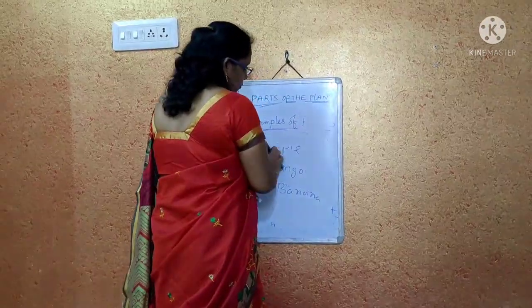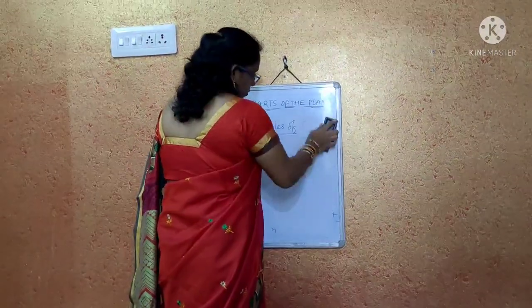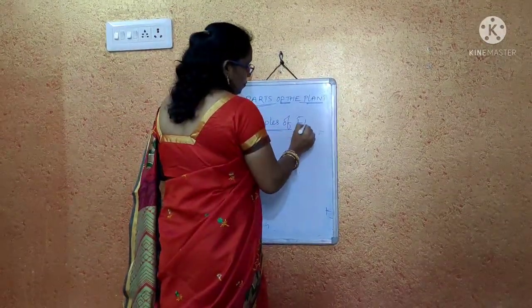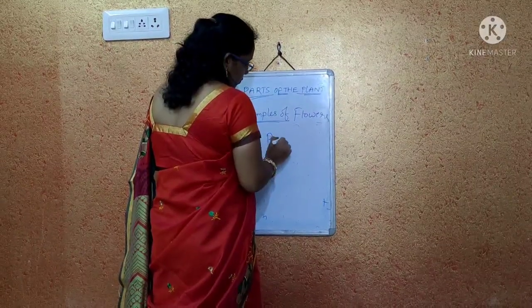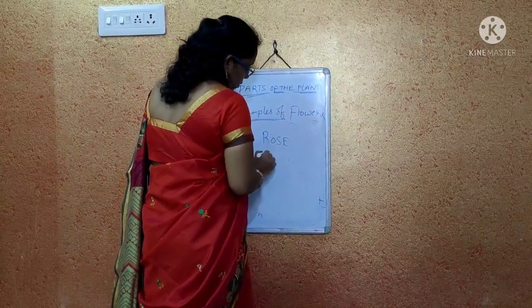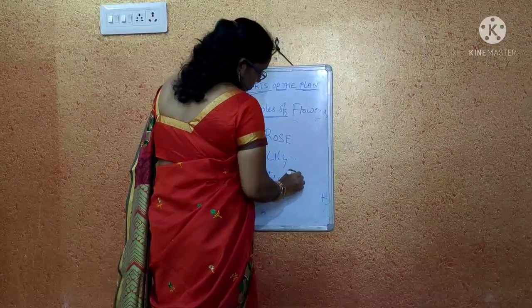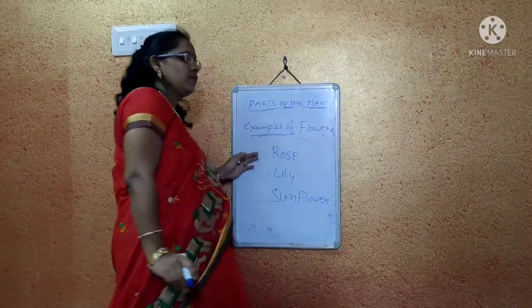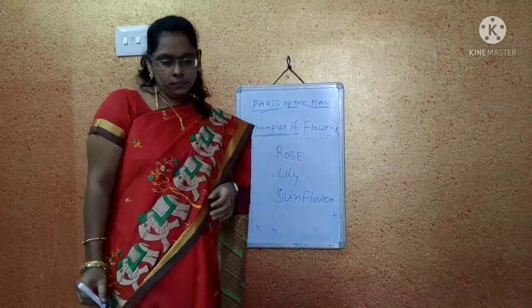Now, examples of flowers. Rose, lily, sunflower. These are examples of flowers. Okay, children? All of you write down.